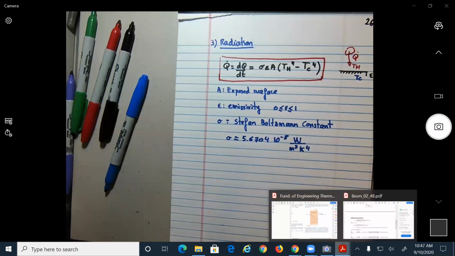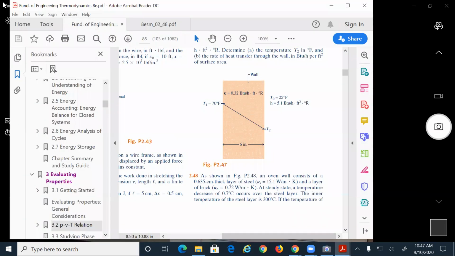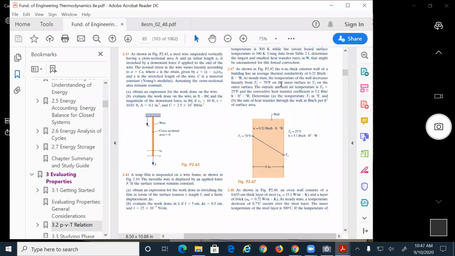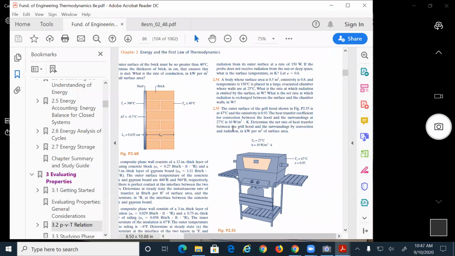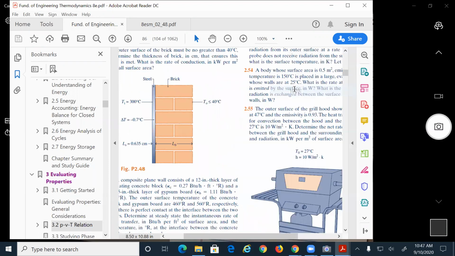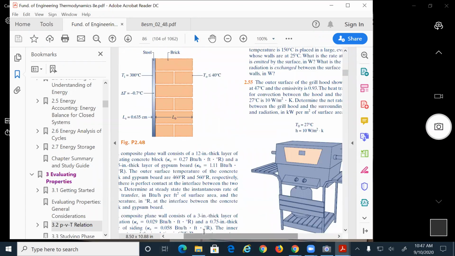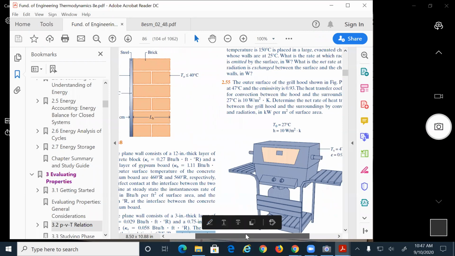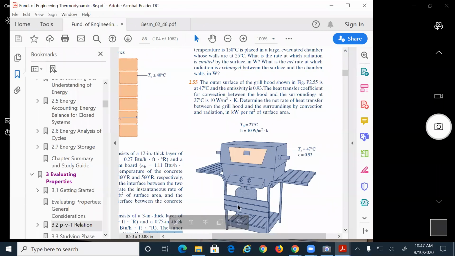So let's go back here to the book. And I know there is a problem. I think it's about a barbecue that considers all these ones. So let's do 255. Okay. So basically, just do the figure of the barbecue as I read the problem statement. So the outer surface of the grill hood, I'll put here example.